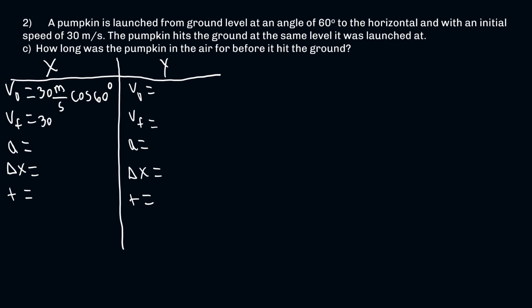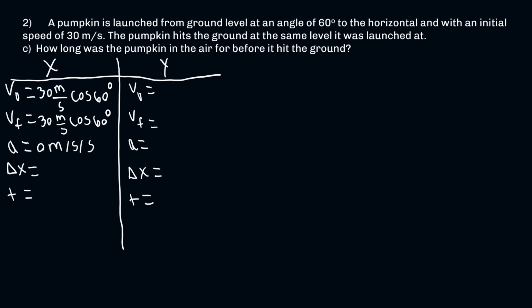Why is it the same exact thing? We have no acceleration in the horizontal direction. That is due to the fact that we have no force in that direction, so we have no acceleration. So this acceleration is 0 meters per second squared, or just 0. For the rest of the x, we don't really have anything. We don't have the delta x, and we don't have the time. So now we're going to move into the y direction.